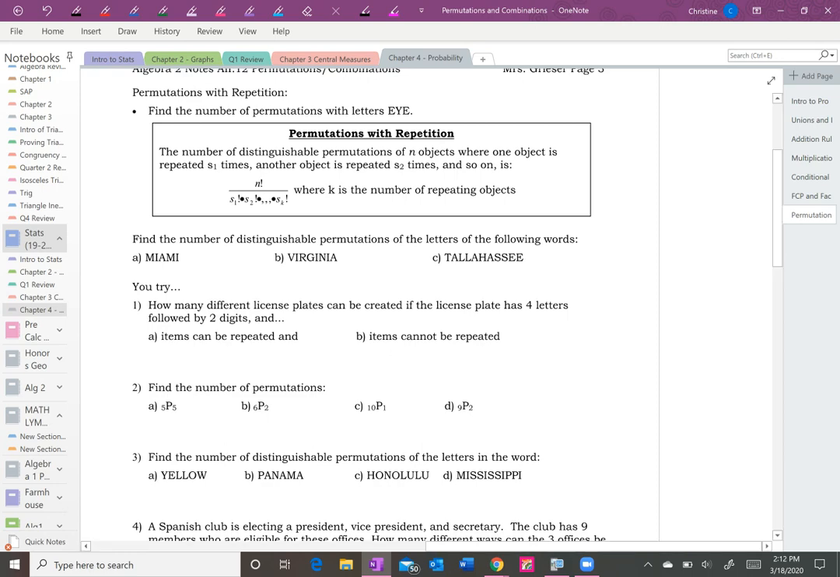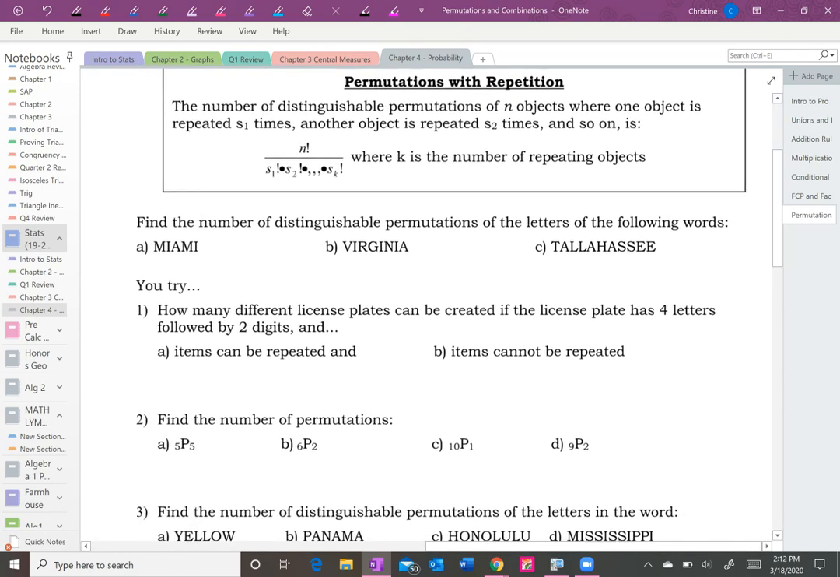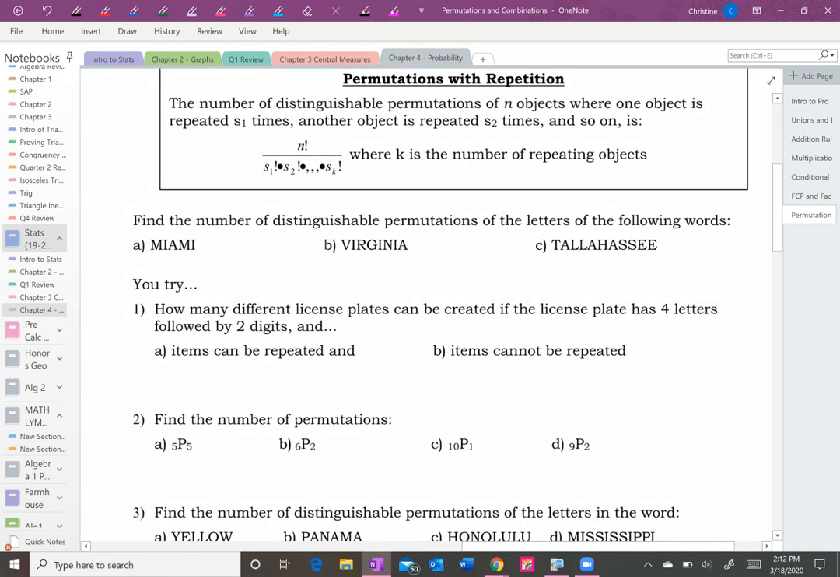So for example, in the word Miami, if you just had the letters M-I-A-M-I and you wanted to rearrange them, you don't know if when you pick an I, is it the first I or the second I? Because those I's essentially have the same value. So because there are two I's, I have to take that into consideration.